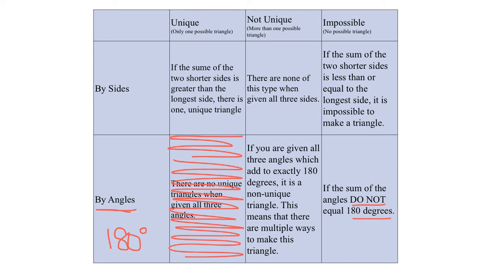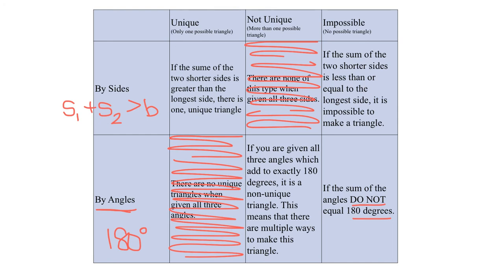But if we do our sides, we're going to take the 2 shorter sides, so the short plus the short, and it must be greater than the biggest side. If that doesn't work, it is impossible. If it does work, it is unique. And we're going to scratch out right here on our table, because when I'm given side lengths, I either have a unique triangle or no triangle. Those are my only two options. And we're going to look at a couple of these and try them out before we keep going.